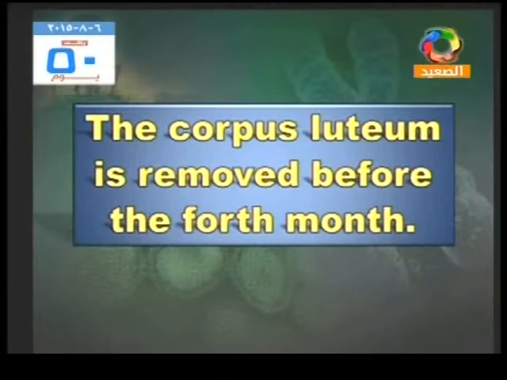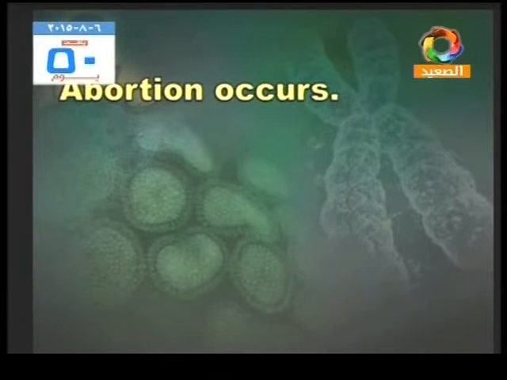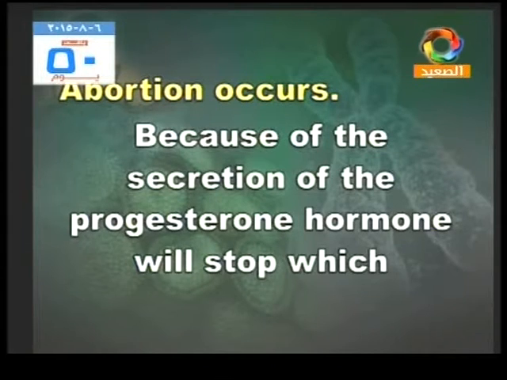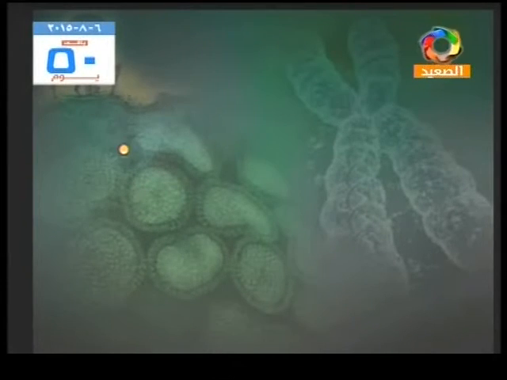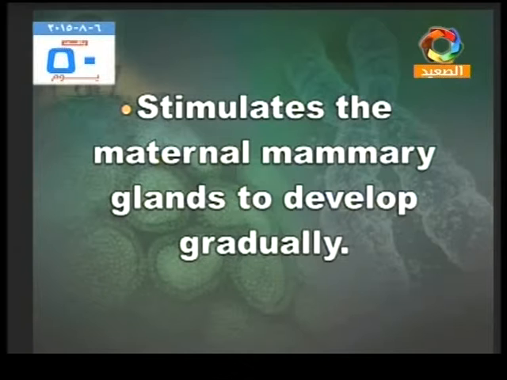Number 5, the corpus luteum is removed before the 4th month. Abortion occurs because the secretion of the progesterone hormone will stop, which inhibits ovulation during pregnancy, preserves the endometrium, and stimulates the maternal mammary glands to develop gradually. This progesterone is very important for all of these three reasons.